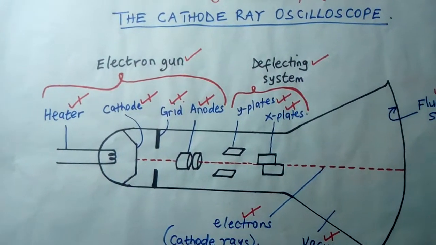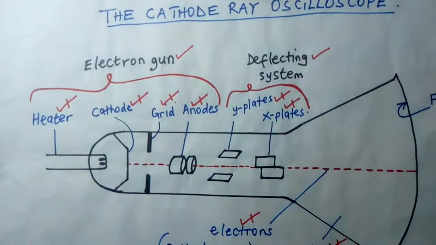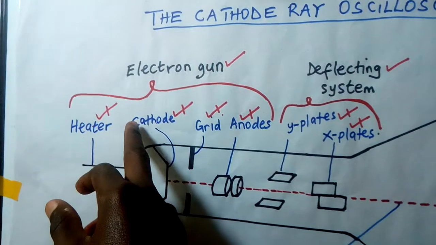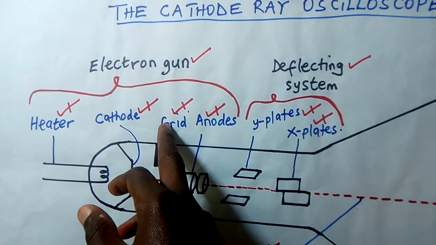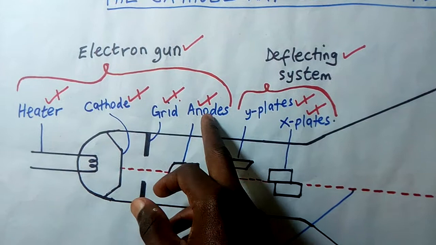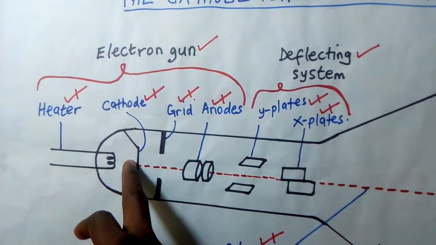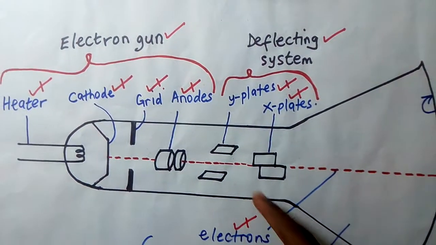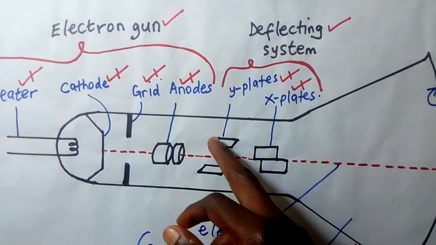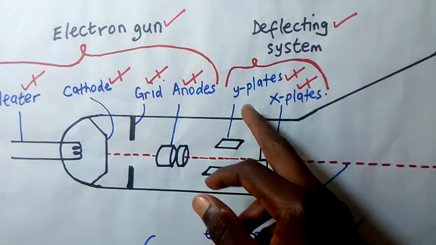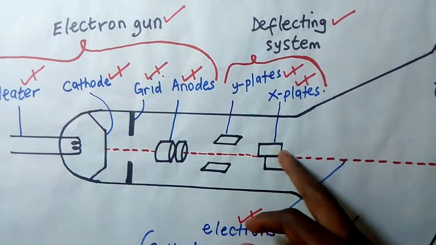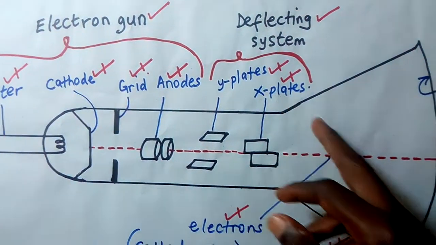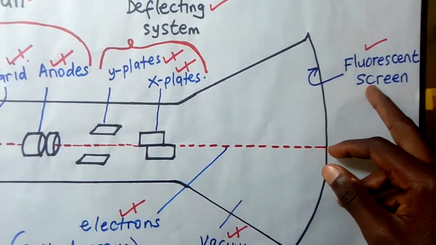To just remind ourselves, the main parts of a cathode ray oscilloscope are, we have the heater, the cathode, the grid, in that order, and the anode. So this is the heater, this is the cathode, this is the grid. Here we have the anodes, then we have the plates. The first one here, which looks horizontal, is actually the Y plates. Then the one which looks vertical is the X plate. So you start with the Y plates, then the X plates. Then you move to the fluorescent screen.